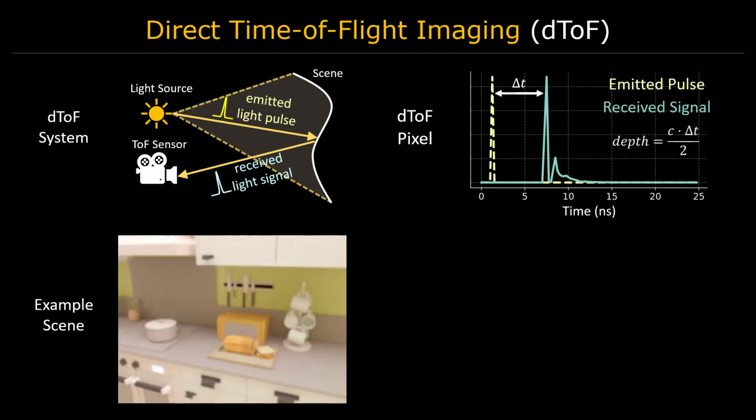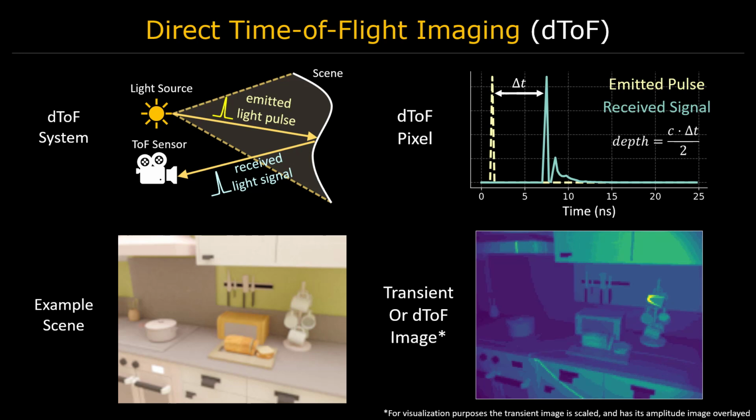For a given scene, to compute the round-trip time of the pulse, dToF systems use ultra-fast sensors to capture a video of the light pulse as it propagates through the scene. These videos are referred to as transient images or dToF images.